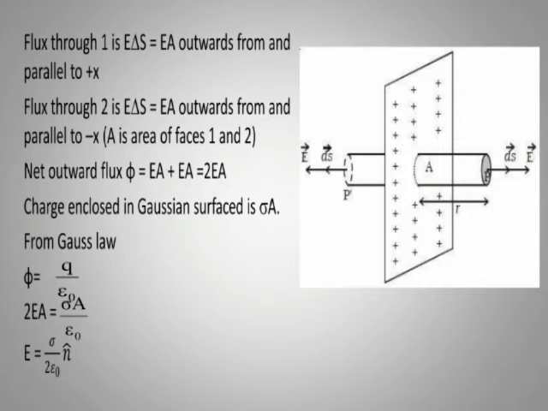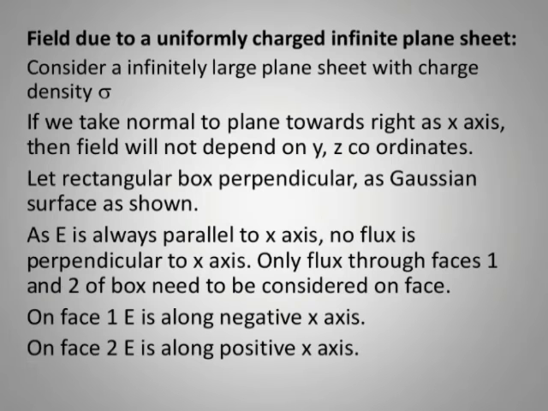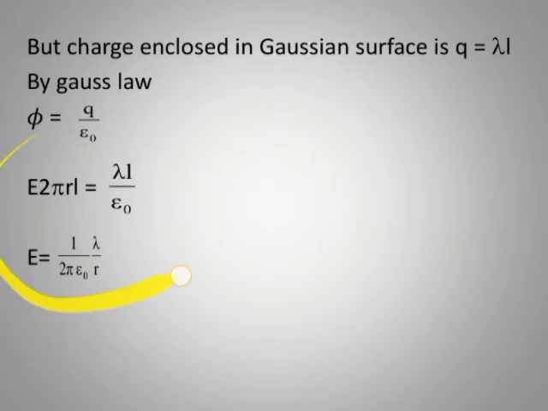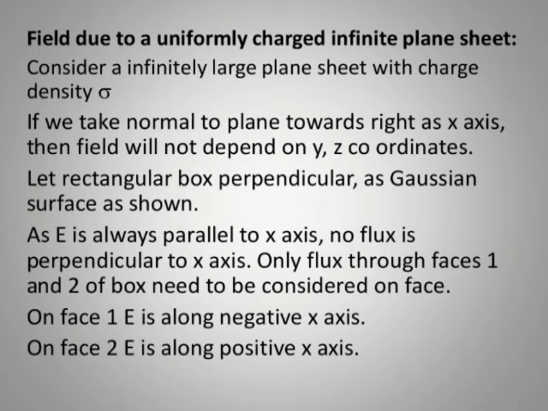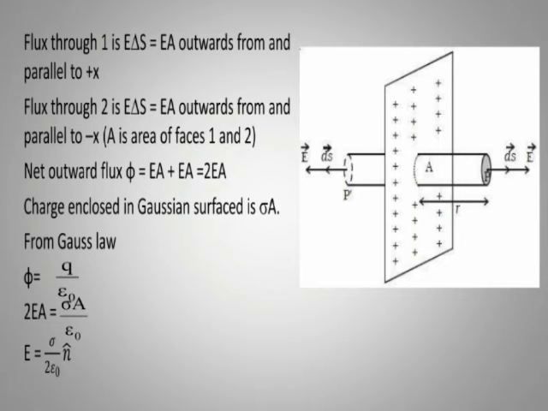So by using Gauss law, you have got a formula: phi is equal to q divided by epsilon naught. Now if I consider the value of phi here, the same thing as you did in the derivation for the one-dimensional infinite long straight charged wire, the same way you're going to substitute and derive an expression for electric field.